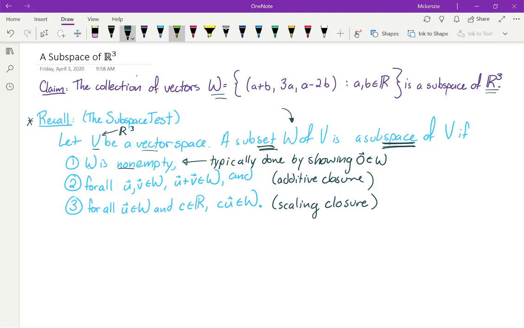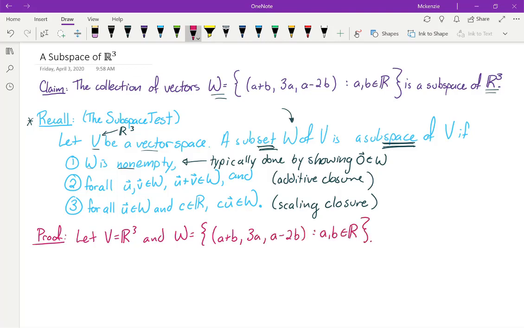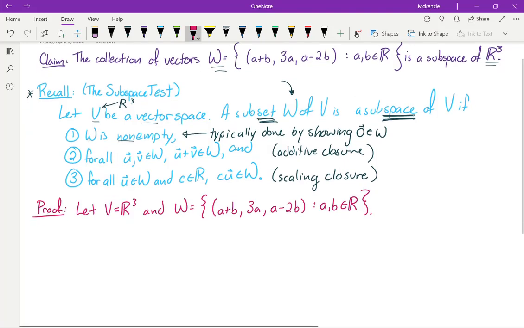All right, so let's go ahead and get started with the proof. We'll do it in pink. So let's go ahead and let V equal three-dimensional space and W be that collection of vectors described above, which we're repeating here so that we know precisely what we're talking about. So with that, we then want to show each of these properties. So first off, let's just note that it is indeed a subset.